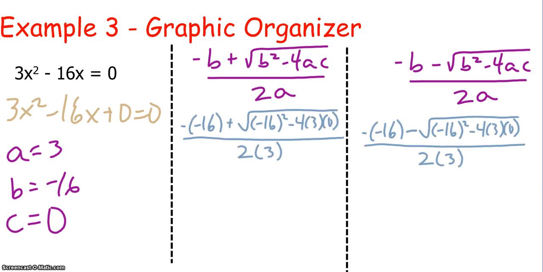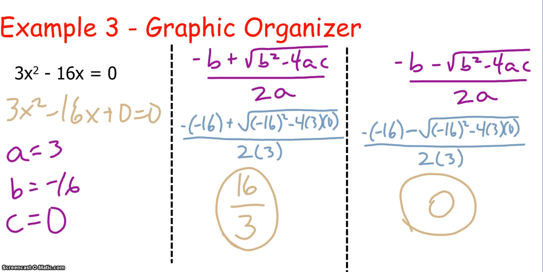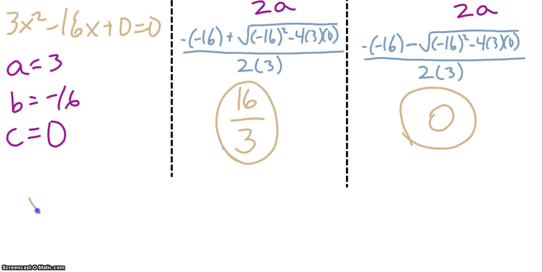Alright, so these are the two equations that you should have typed into your calculator. The first one will result in 16/3 and the second one results in 0. So we have two x-intercepts at 16/3 and at 0. So x equals 16/3 and 0.